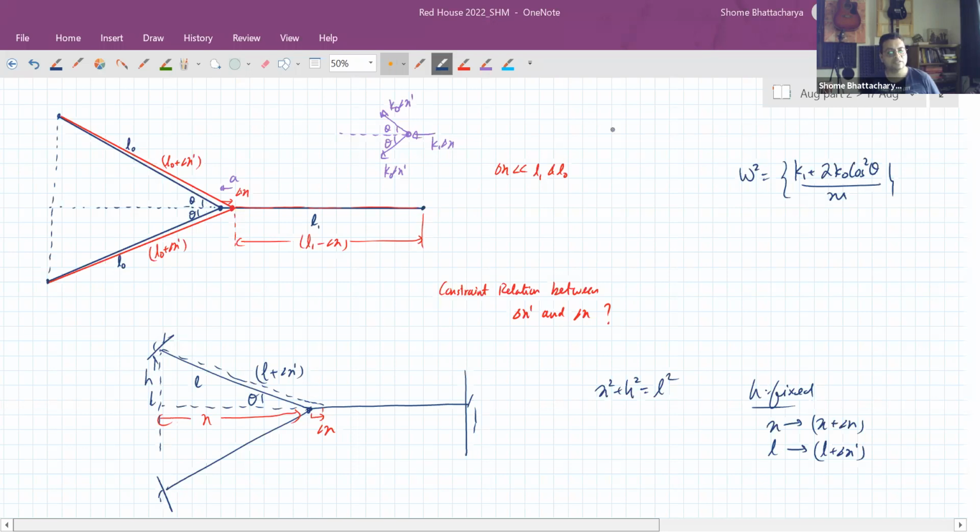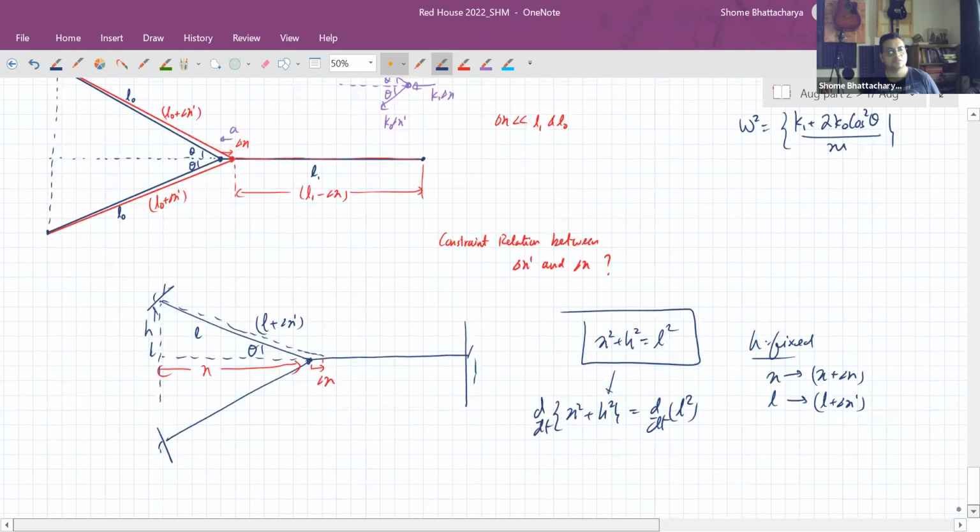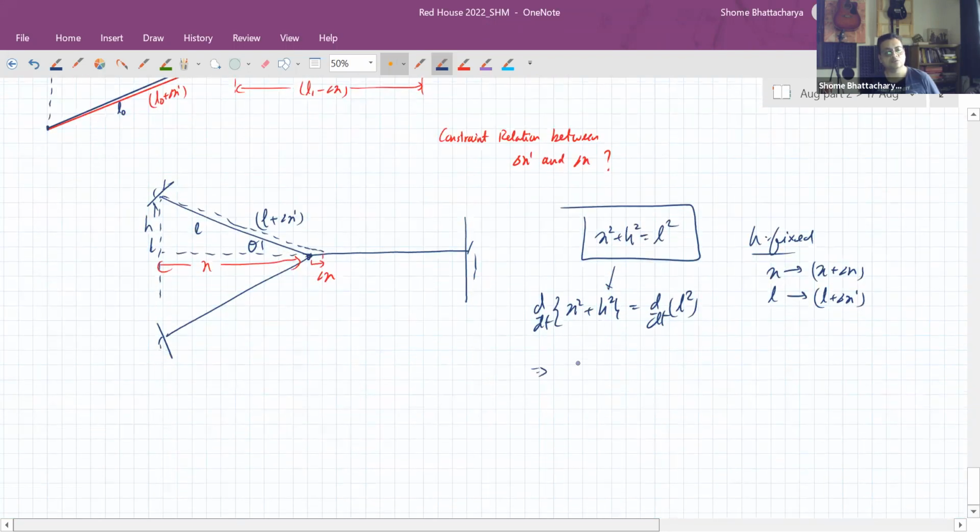So you can differentiate this relation. So if you differentiate this, or just apply the small change concept only, that's also fine. So this is a very traditional way of solving the constraint relation.